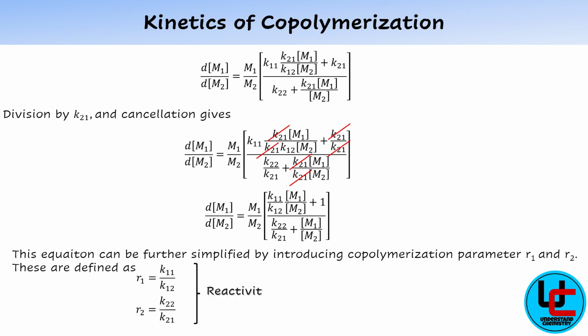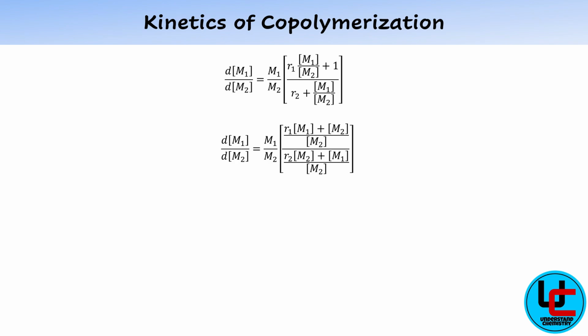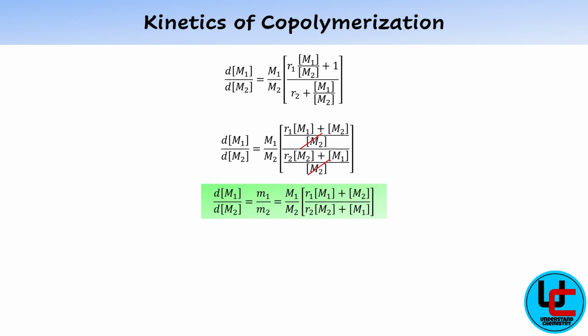It tells us how strongly a propagating radical prefers to add its own monomer versus the other monomer during polymerization. I will discuss later the possible cases that arise due to different values of reactivity parameters. By substituting the copolymerization parameters into the last equation, taking LCM in the numerator and denominator, and after cancellation, we end up with this equation. This equation is called the Mayo-Lewis equation.